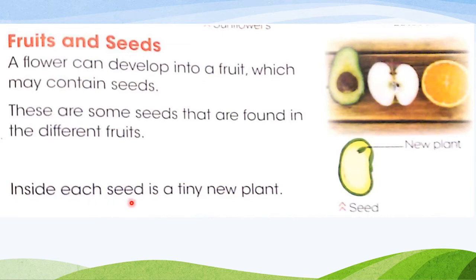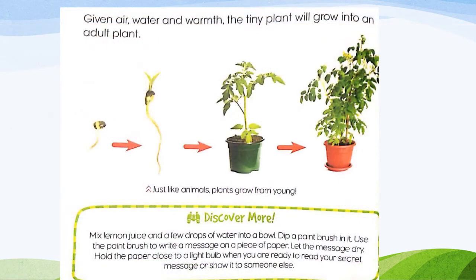Inside each seed is a tiny plant, a new plant. It is a seed, and it has a very short and small plant, a very new small plant. Seeds are present inside which thing? Fruits. Inside fruits. Okay.